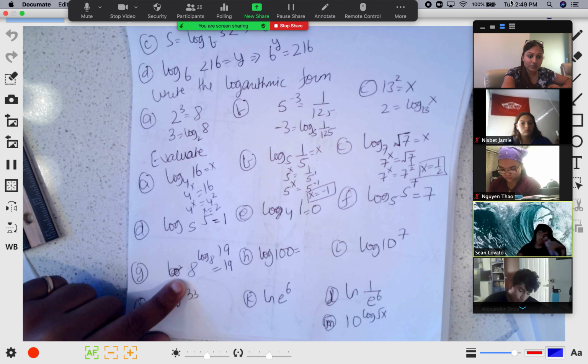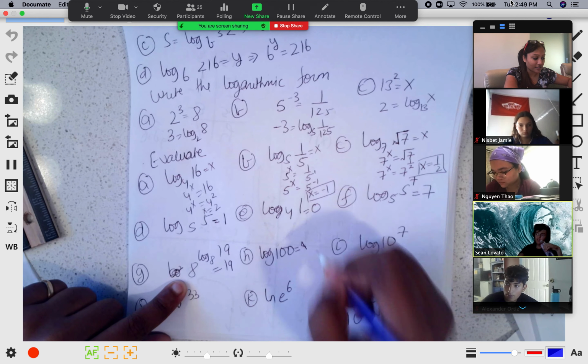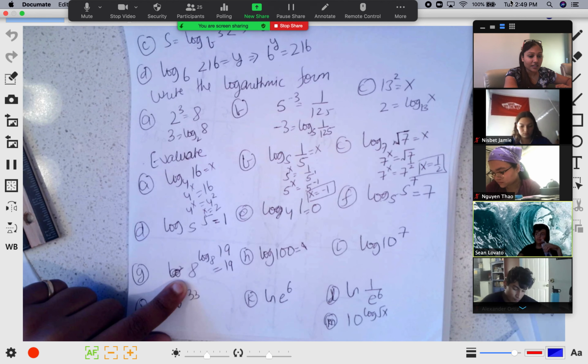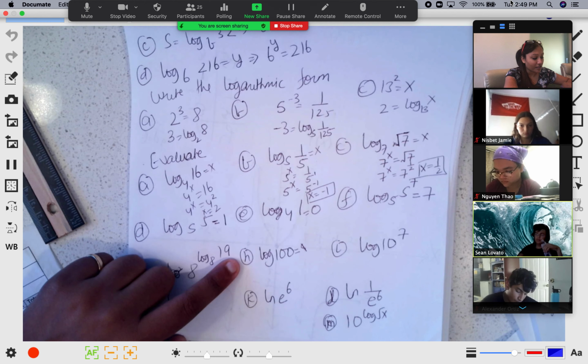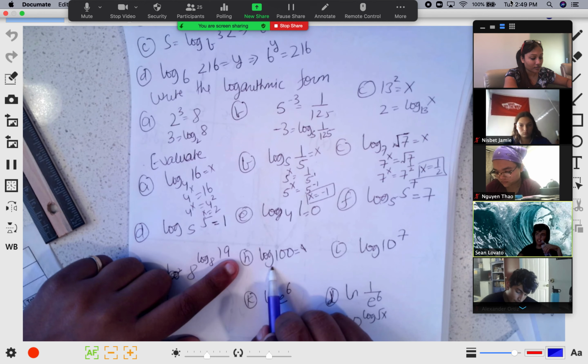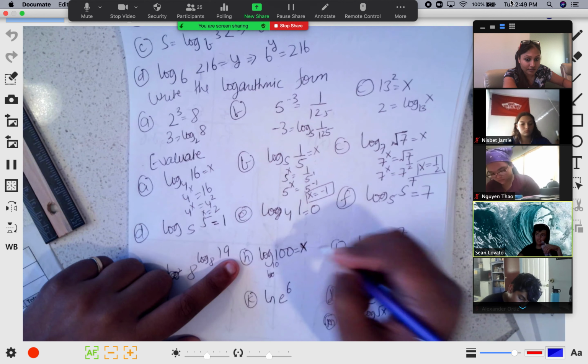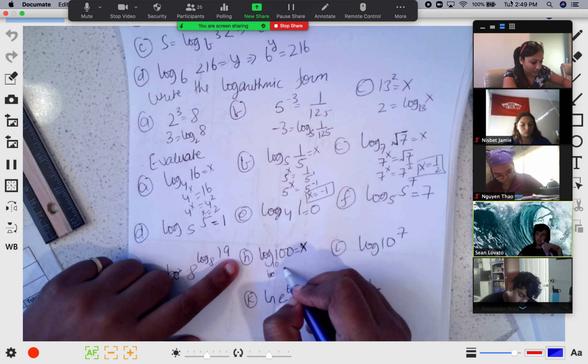It would be x is equal to... Okay, you're saying it's equal to x. So here, let's see here, Sean. What's my base here? 10. Okay, log base 10 of 100 is equal to x. So what do you get? You get 10 to the power of x is equal to 100.